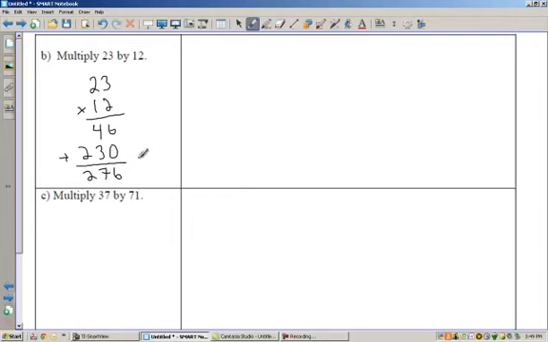To try to understand why this process works the way it does, over here I'm going to write this in expanded form. So I'm going to write 2 times 10 plus a 3, that's 23 in my expanded notation, and I have 1 times 10 plus a 2. And I'm going to multiply these things together.